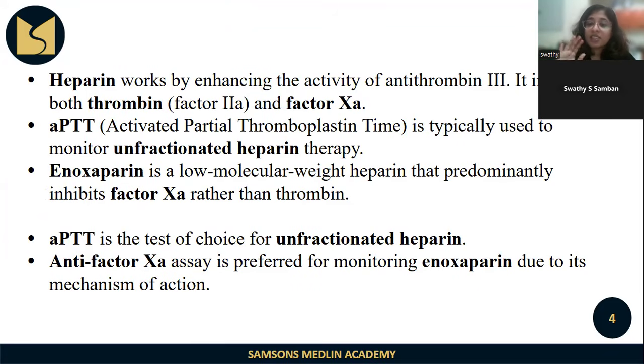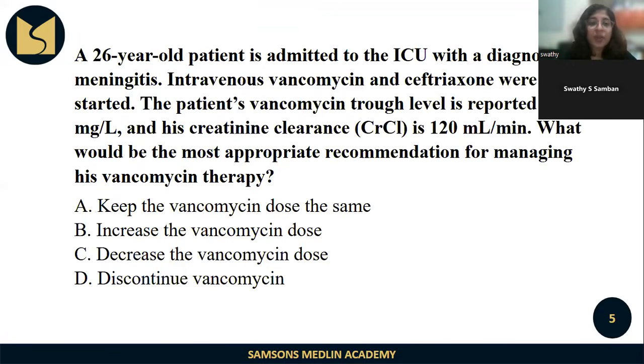So APTT is typically used to monitor unfractionated heparin therapy. That's clear. Coming to enoxaparin, it is a low molecular weight heparin. When we look into the mechanism of action, we can understand that enoxaparin predominantly inhibits factor 10 rather than thrombin. So APTT is the test of choice for unfractionated heparin, and the anti-factor 10A assay is preferred for monitoring enoxaparin due to its mechanism of action. So our answer is anti-factor 10A. Hope it's clear. Moving on with the next question.